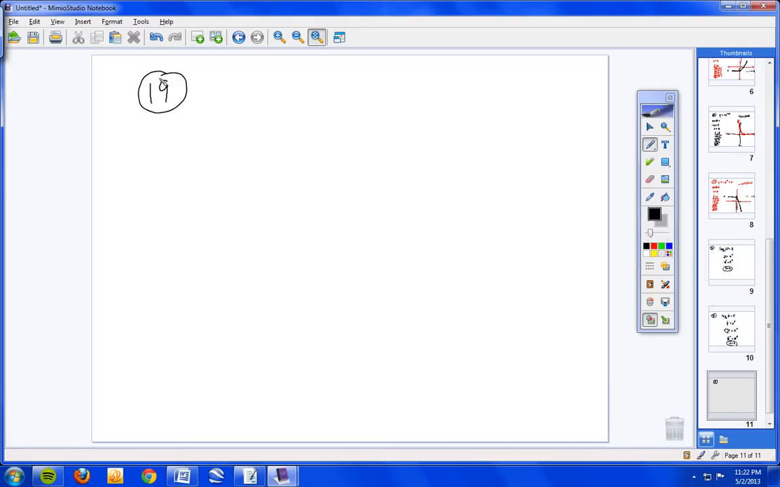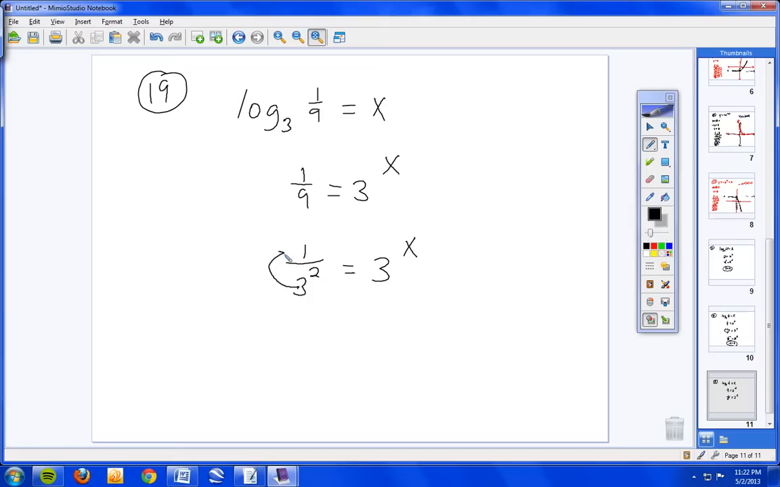All right, let's take a look at number 19. Log base 3, kind of the same problem again. Log base 3 of 1/9. You don't know what it equals, so you set it equal to x. So then we have 1/9 equals 3 to the x. And then see this 9, I can write that 9 as 3 squared. And I want to do that so that they both have a base of 3. And if I bring this 3 up top, the 2 will become negative. So 3 to the negative 2 equals 3 to the x. Now your bases are the same. When they're the same, just cross off the bases and set your exponents equal and solve.